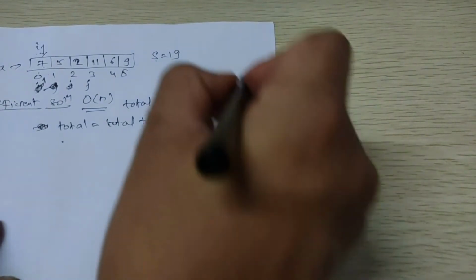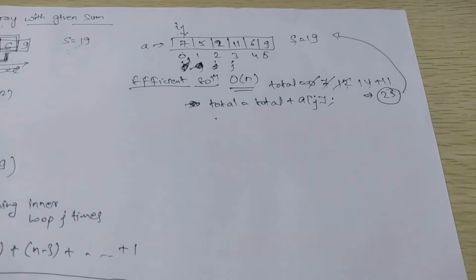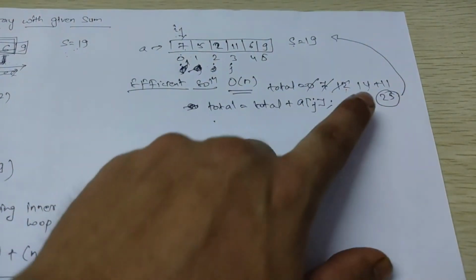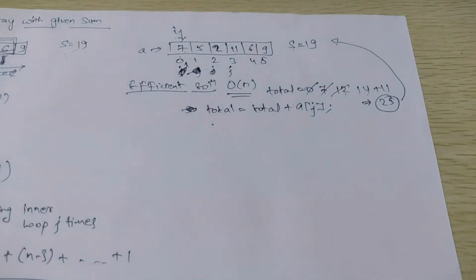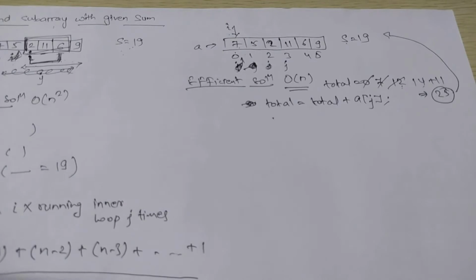Now the problem here is 25 is greater than 19. So adding more numbers will be of no use because already you got 25. If you add more numbers, it will become a bigger number. There is no use of adding more numbers. So what you have to do now, you have to decrement the numbers.